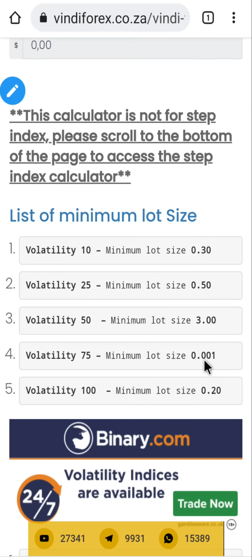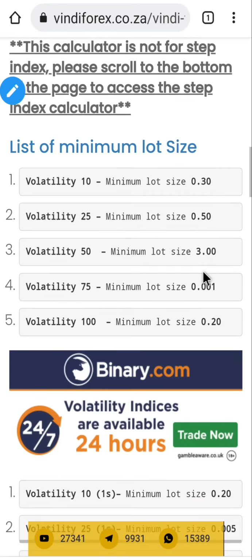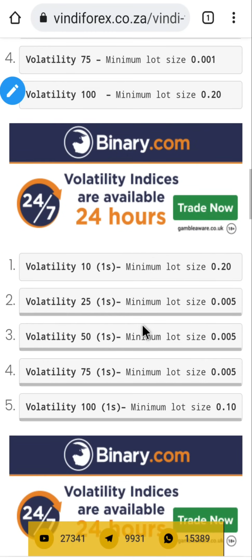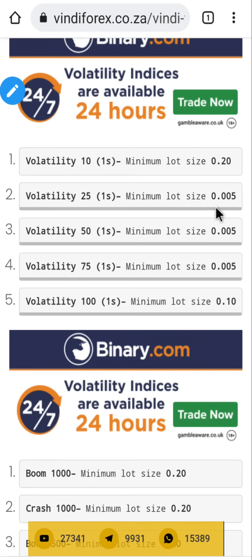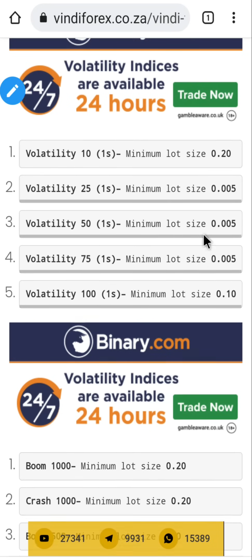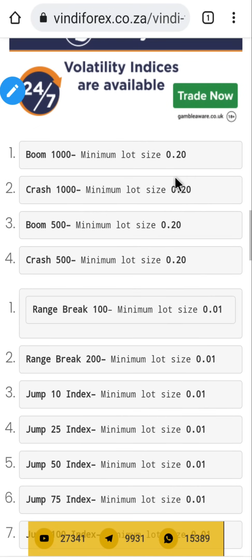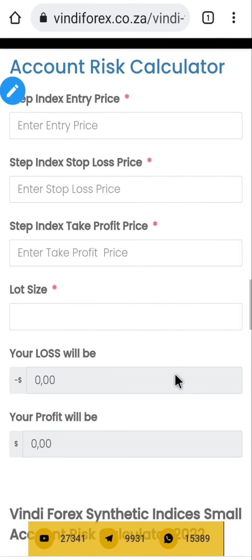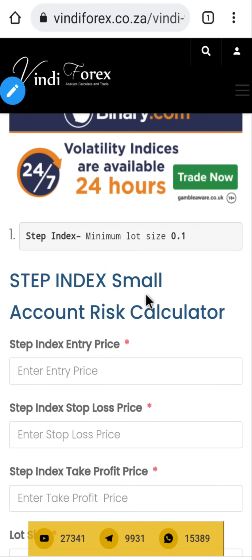So I've listed here, you can see the minimum lot size for VIX 75. Actually, I've listed all the minimum lot sizes for all these synthetic indices. If you scroll all the way to the downside, you will be able to see them. I've listed for all of them, as long as it's on the same broker. If you're using a different broker, then it's just going to be a whole mess, because this calculator is specifically for this particular broker right here. All right, so that is that.